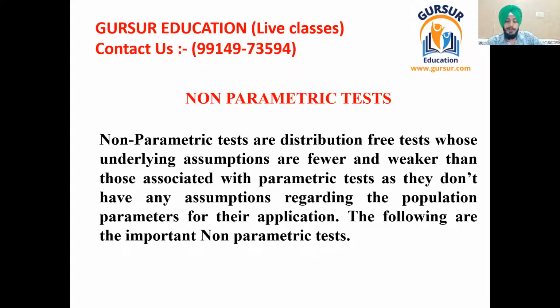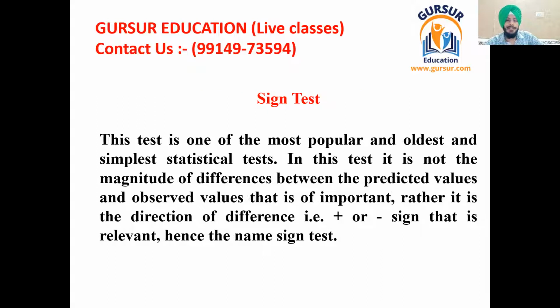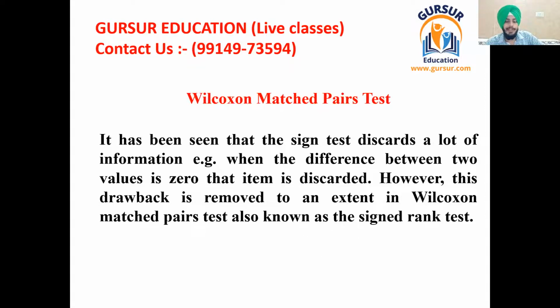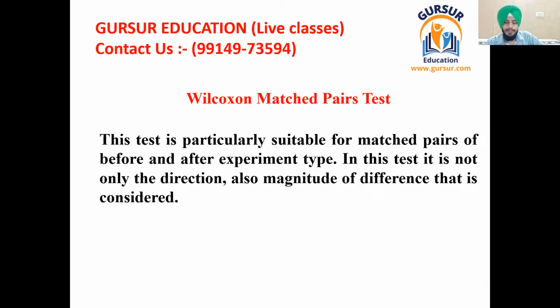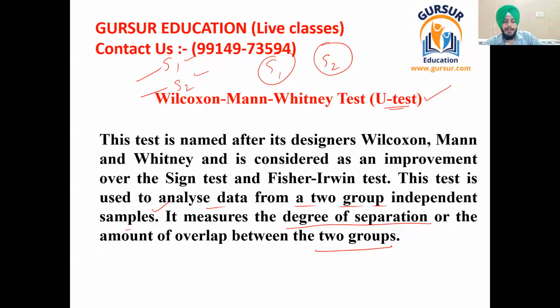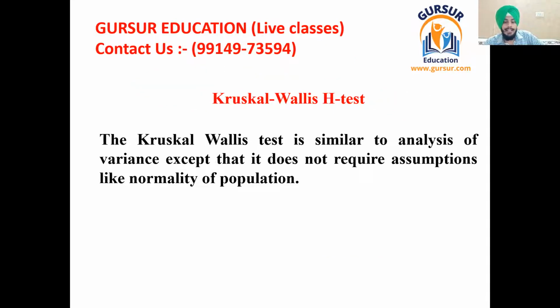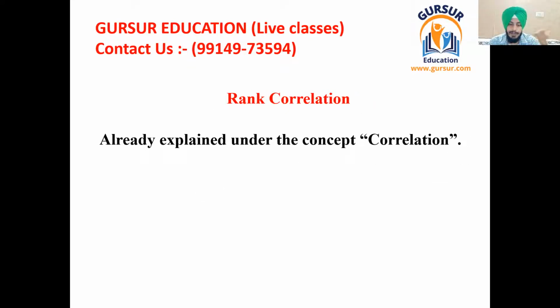So we learned about non-parametric tests. First was the sign test, in which only the plus and minus signs are taken into consideration. Then the Wilcoxon matched pair test, in which the magnitude of difference is also considered. Then the Wilcoxon Mann-Whitney test, also known as the U test, used for analyzing two independent group samples. Then the H test, known as the Kruskal-Wallis test, used for analysis of variance without any normality assumption.